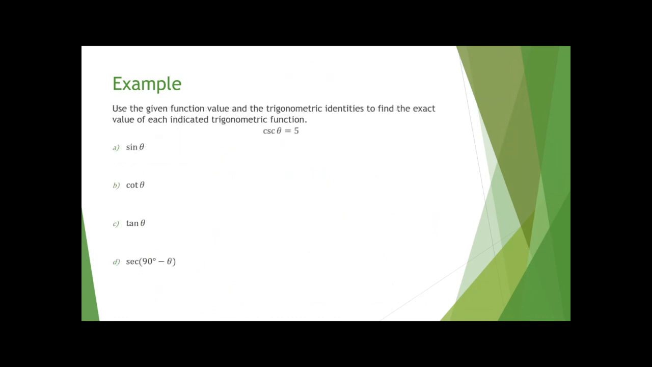Okay, so now we've got another example here. Use the given function value and the trig identities. Those are the first things, those 6 rules, those are trig identities, to find the exact value of each indicated trig function. So they are telling us that cosecant is equal to 5. Cosecant is 1 over sine. So 1 over sine theta is equal to 5, which tells us that sine of theta equals 1 over 5. Take the reciprocal of both sides. So I know sine is 1 over 5.